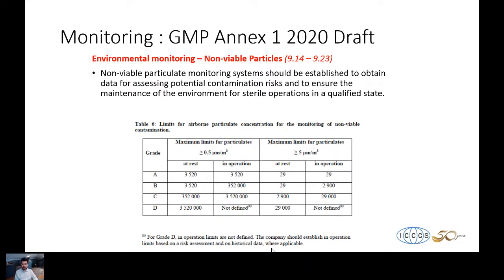show, for the qualified state, grades A, B, C, and D, the limits of our non-viable monitoring system. For classification, we are relying on ISO 14644-1, or if you want, you can add 1 micron. But for monitoring, the 2020 draft still keeps these 5 micron particles because we all know that this is a quite important parameter for our production line.